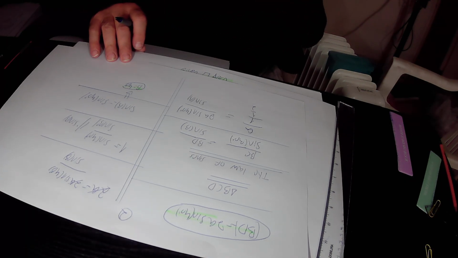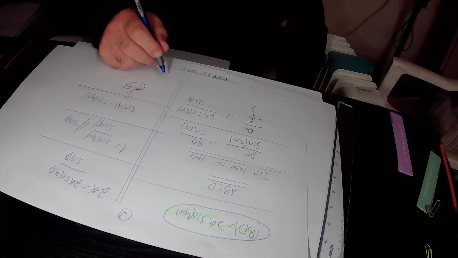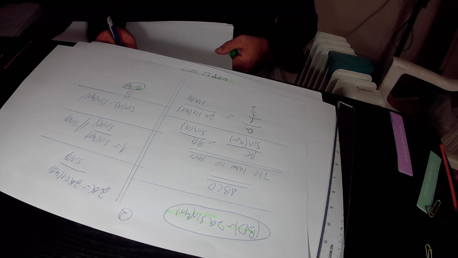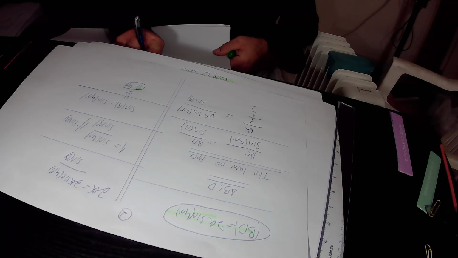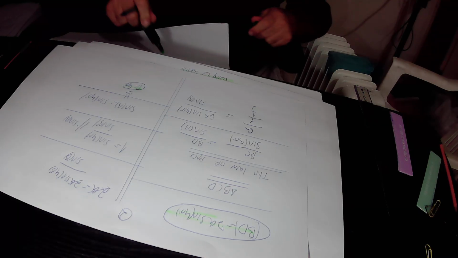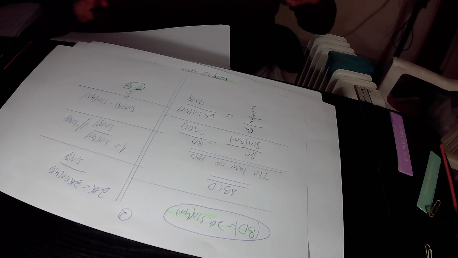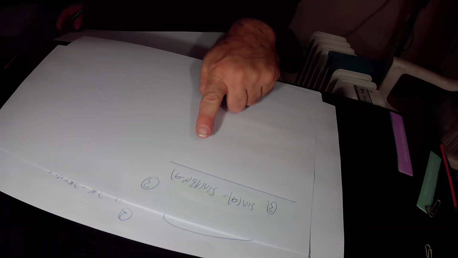We have another trigonometric identity. The first trigonometric identity is as follows: sine alpha equals sine of 180 degrees minus alpha.